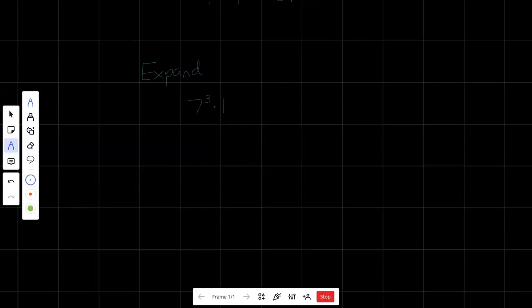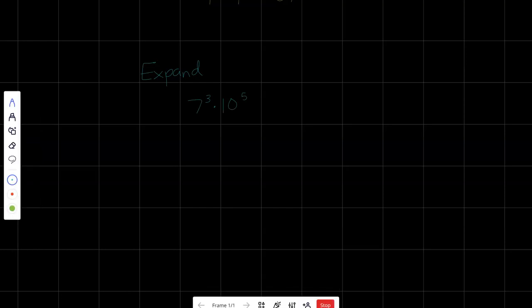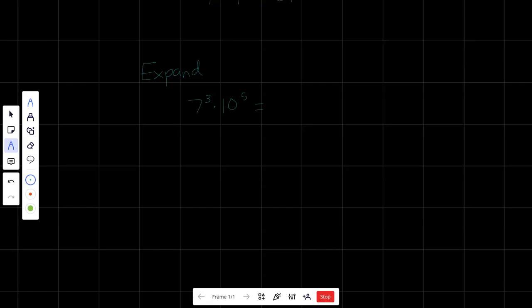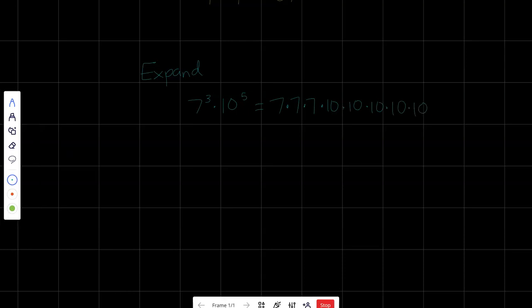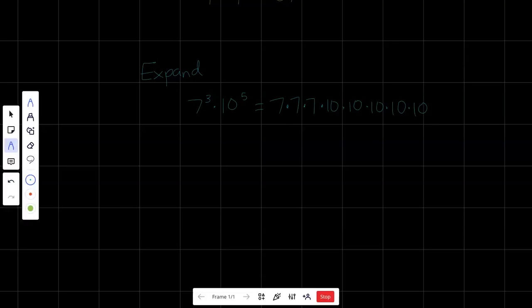Okay, let's expand 7 cubed times 10 to the 5th. So expand means that we don't want to write it in exponential form. We want it in expanded form. So this is going to be equal to 7 cubed means 7 times 7 times 7. And then 10 to the 5th means 10 times 10 times 10 times 10 times 10. So we just write each exponential term in its expanded form, and there's multiplication between them.